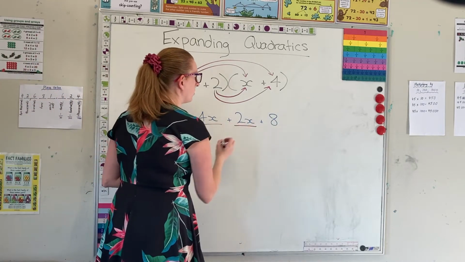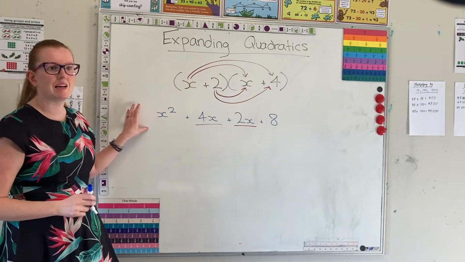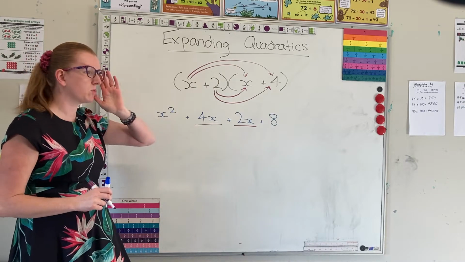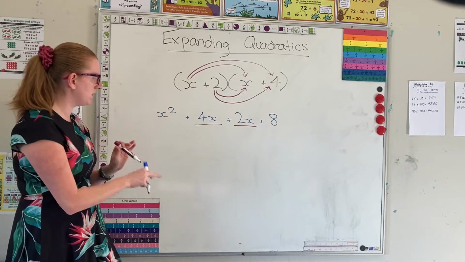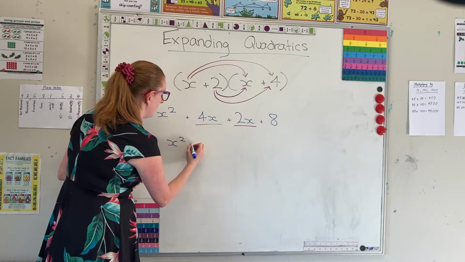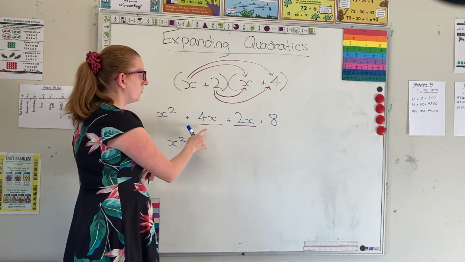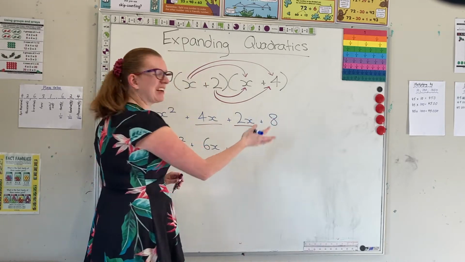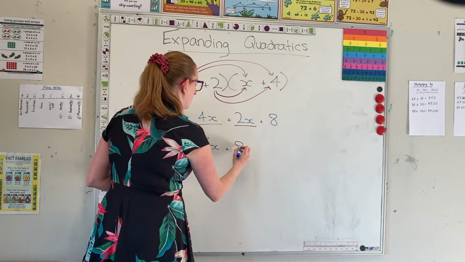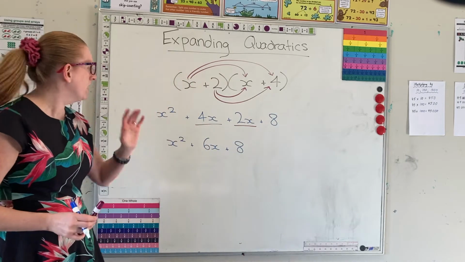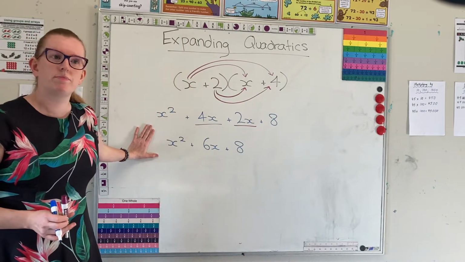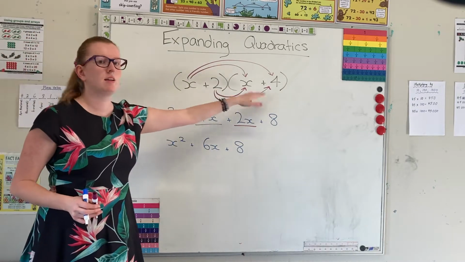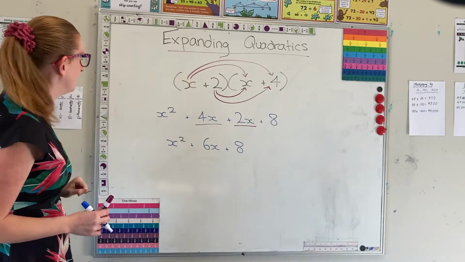So this and this can go together. I can't do anything here with this x squared because you can't add things if the x is squared to ones that don't have a squared on the x. So that has to stay separate. So that is just x squared. But I can group these two. So 4x plus 2x gives me 6x. And then the 8, I can't do anything with that. That has to just come down there. So this here is called a quadratic. So in order to form one of these, we need to expand 2 sets of brackets. Let's do another one.